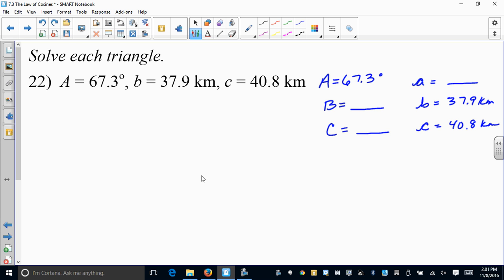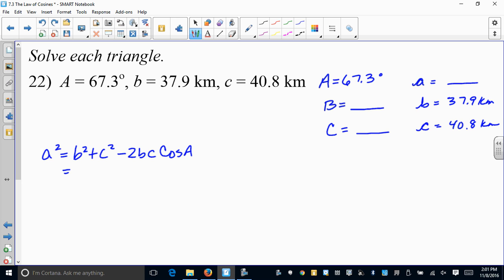Okay, so according to this, the directions on this one here is we use the law of cosines to find our last side. So a squared equals b squared plus c squared minus 2bc cosine of A.